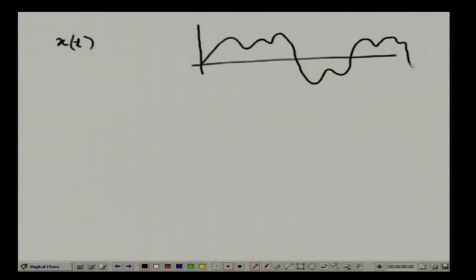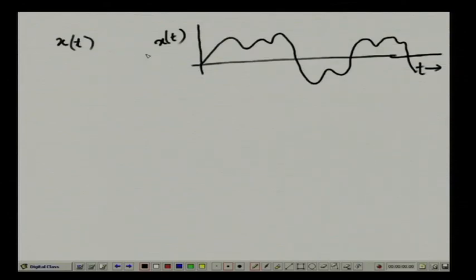So, I take an arbitrary signal x(t), and you see that this is a function of t. The nature of x(t) can be anything. Say we have a signal like this, x(t), which is a function of t. Now, this arbitrary signal x(t) can be represented as a series summation of a set of orthogonal basis functions.